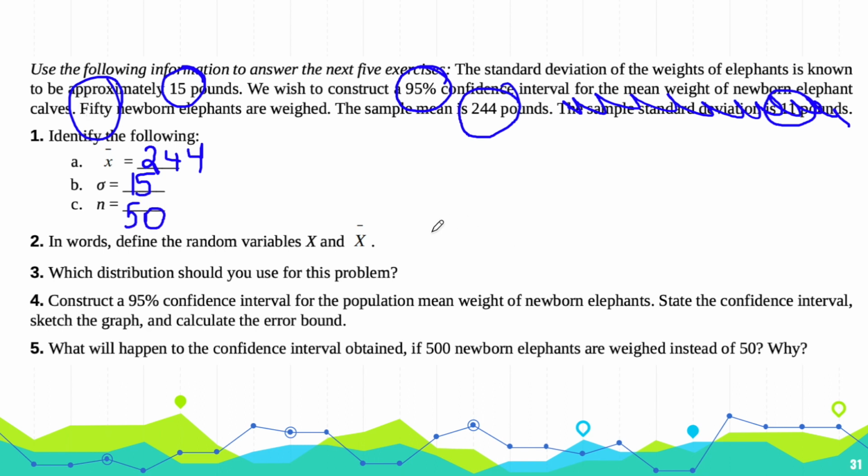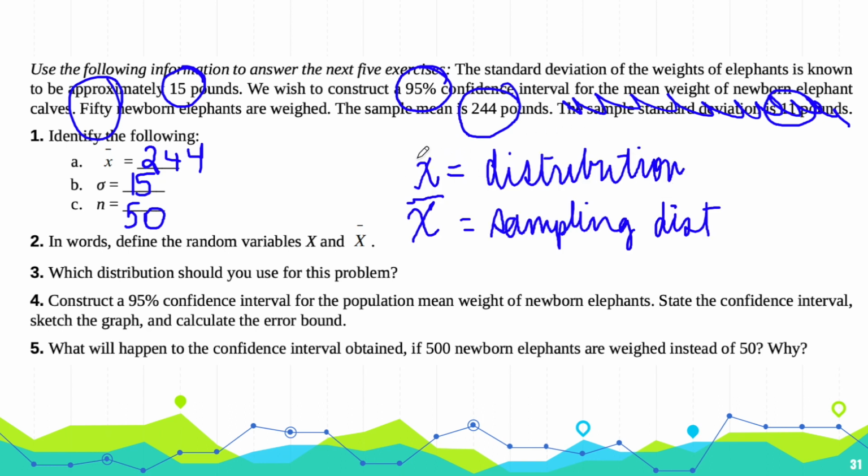So in words, let's define random variables x and x bar. Remember, capital X is the distribution, so in this case, it would be the distribution of weights of newborn elephants. And x bar is our sampling distribution, so that if we took repeated samples of size 50 over and over of newborn elephants, and we took the average weight of those small samples of cute newborn elephants, that would be our sampling distribution, capital X bar.